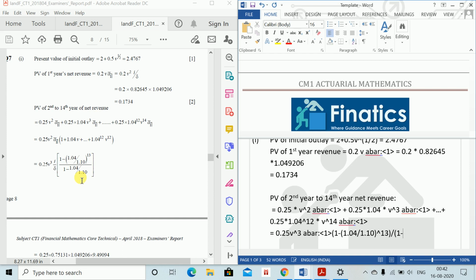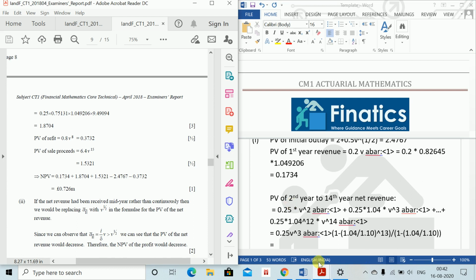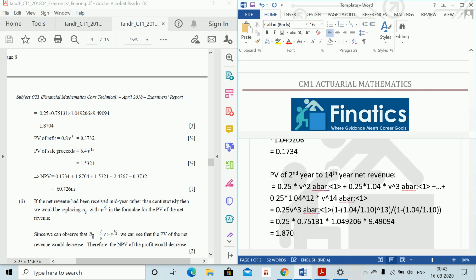13 divided by 1 minus 1.04 by 1.10. And then just put the numerical values as given here. You can see 0.25 into 0.75131 into 1.049206 into 9.49094. So which is equals to 1.8704.